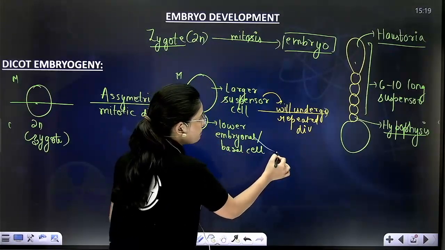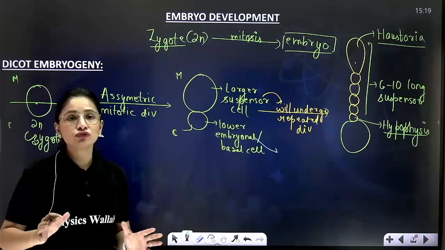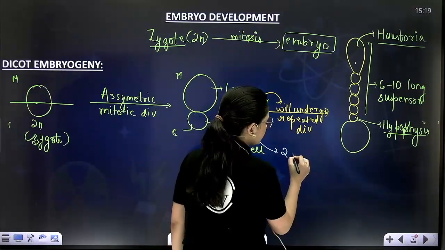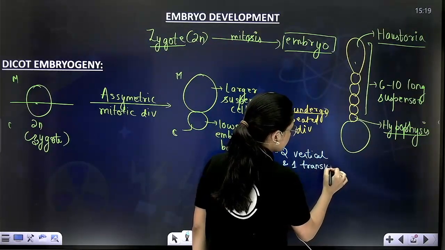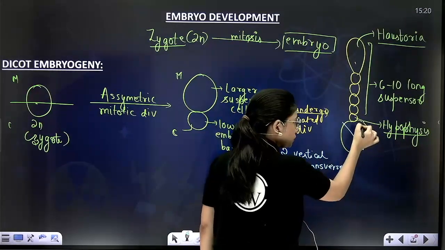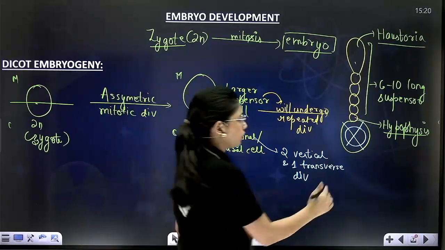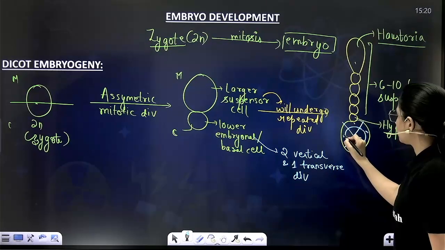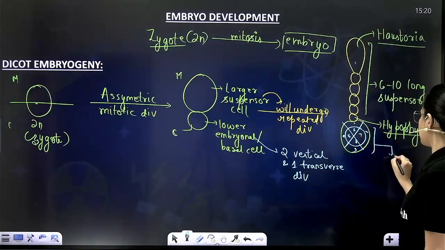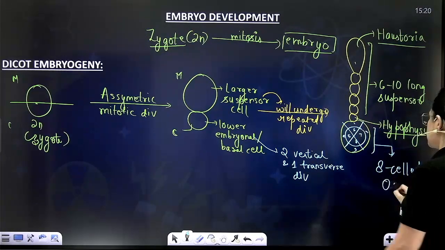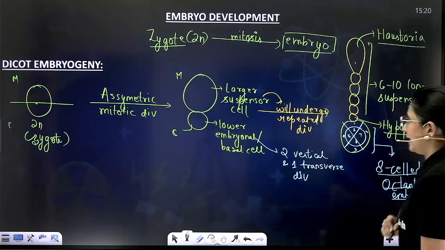Similarly, beta, when the suspensor cell is undergoing division, the embryonal cell is not sitting, it is also undergoing two vertical and one transverse division. So this embryonal cell undergoes two vertical and one horizontal division to form an 8-celled octant embryo. Can you count? 1, 2, 3, 4, 5, 6, 7, 8. So due to 3 rounds of division, an 8-celled octant embryo arises from this embryonal cell. Understood or not, beta? 8-celled octant embryo.